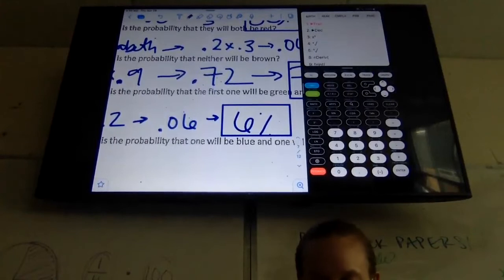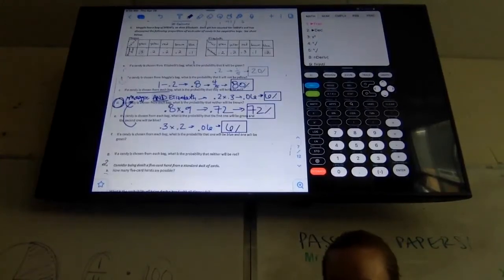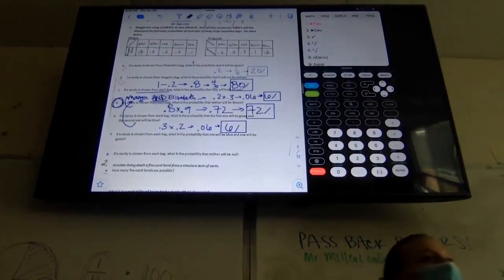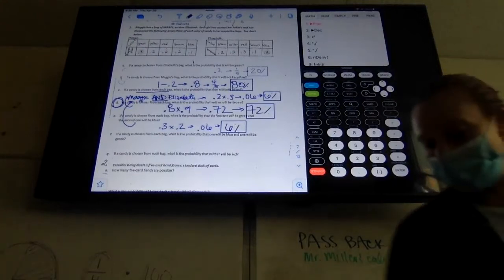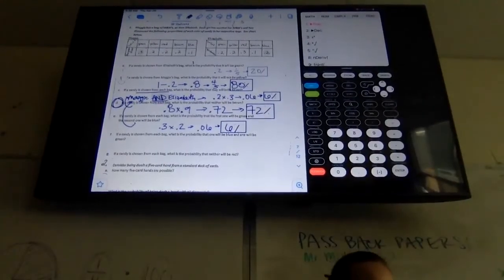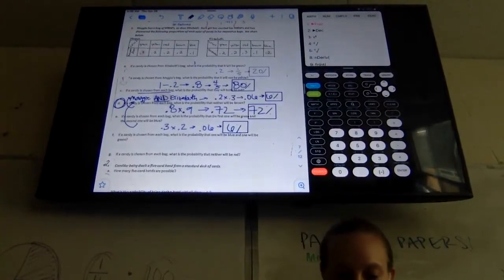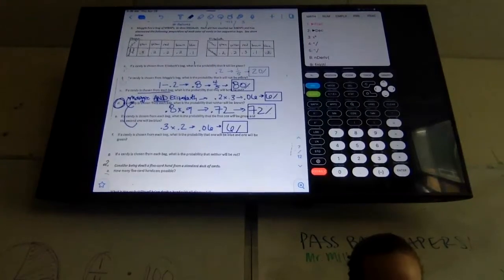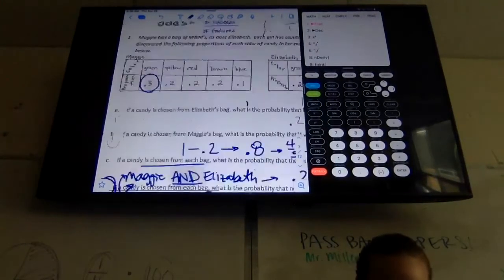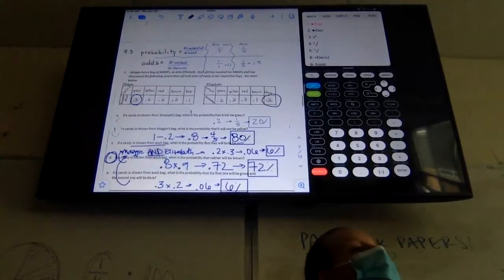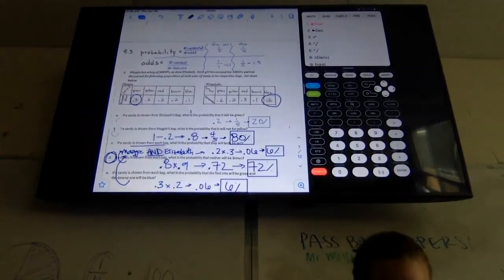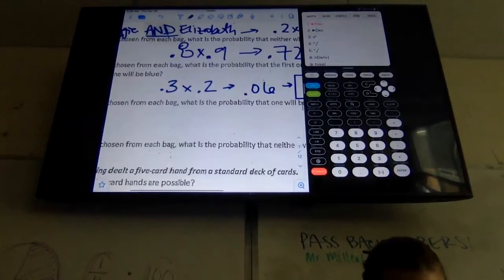All right, next one says, what's the probability that one will be blue and one will be green? Since it doesn't say the first one and the second one, it just says one of them will be blue and one of them will be green, we have to think about going either way. So I have to think about, well, what if we chose green from Maggie and blue from Elizabeth? Well, cool, we just did that probability, right? So I'm gonna keep that 0.3 times that 0.2.